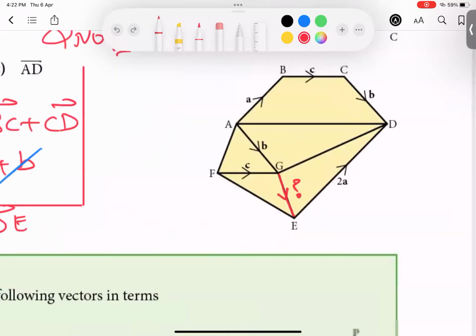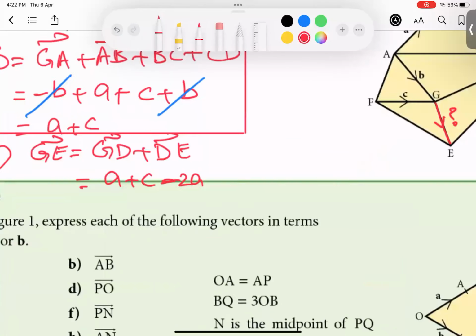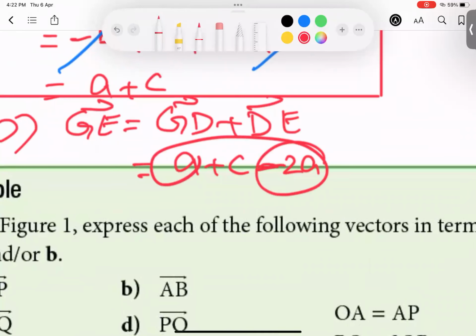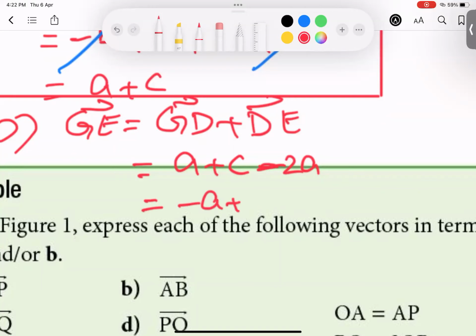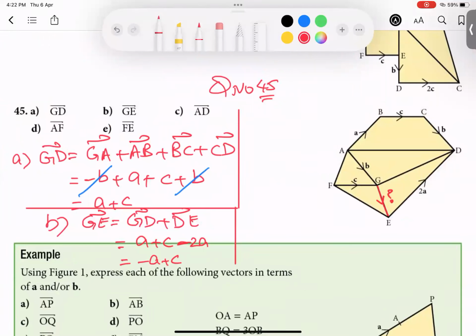So I should write not 2A, I should write here minus 2A. Minus 2A. And if I solve this with that, because it is similar, I get negative A and C as it is. So Alhamdulillah Rabbil Alameen. I hope so, this part is as well clear.